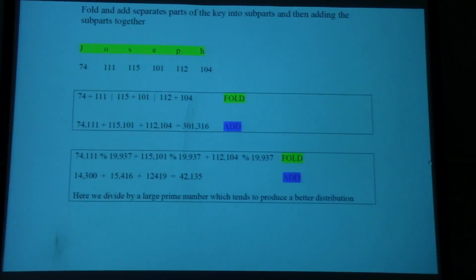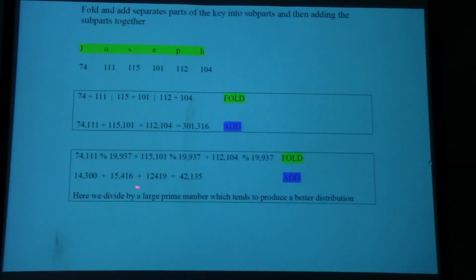Okay, another possible thing we can do is take each of those numbers and do a modulo by 19,937, because it happens to be a large prime number, add it to the prime modulo of the second one and the third one, like that. And then take the whole thing, and maybe take the modulo of 19,937 again, and then you can do a modulo of whatever you want to do in your table. So you're going to try to really randomize the value.